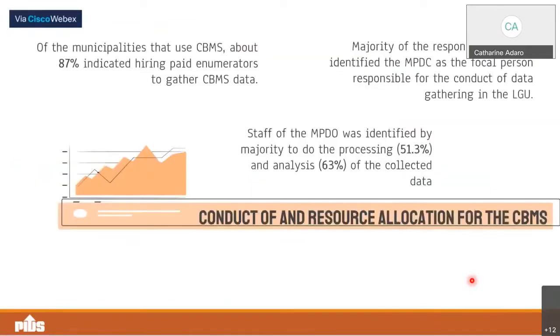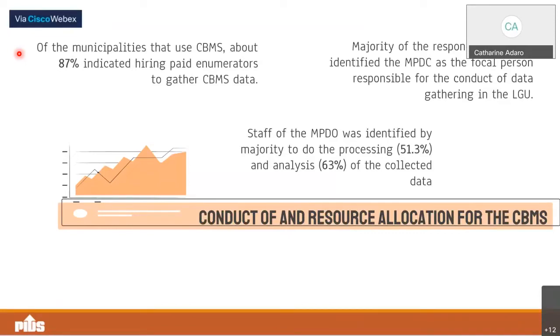Next slide, please. The municipal government takes the lead in data collection and processing of CBMS data. Enumerators and field editors are usually locally recruited and trained to correctly and accurately conduct the survey in the barangays. Other LGUs, on the other hand, seek assistance from the staff of the LGUs or personnel of barangays within that LGU.